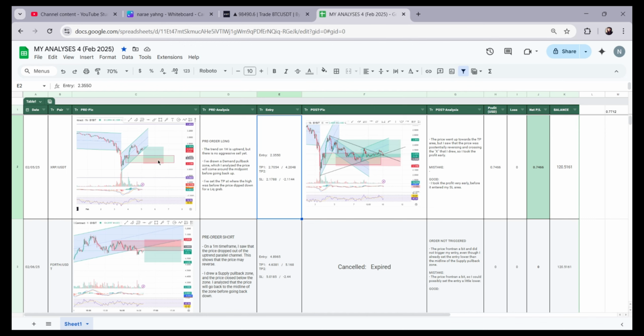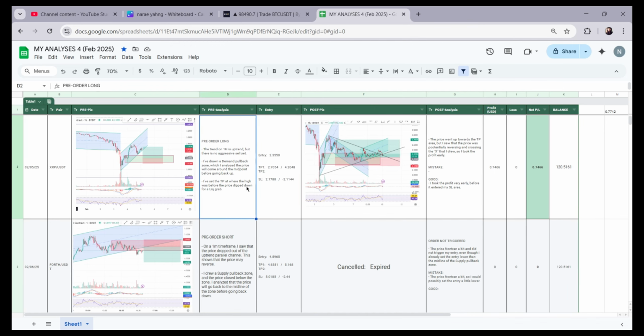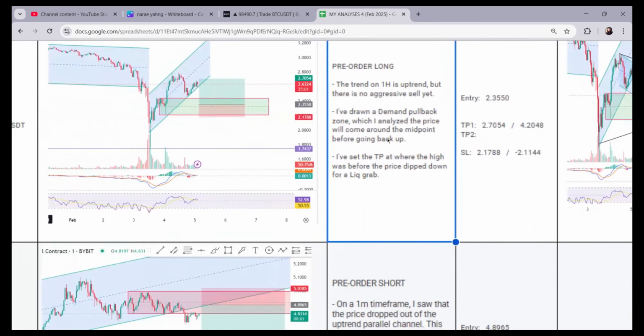I'll show you. Here, the entry is basically 2.3550. Then TP is 2.7 whatever, which is here, and 2.17 is right here. I write down exactly the same, and I put these numbers on the trading platform. Once you do that, it will show you how much you would actually profit if the price went to that area and how much you would lose.